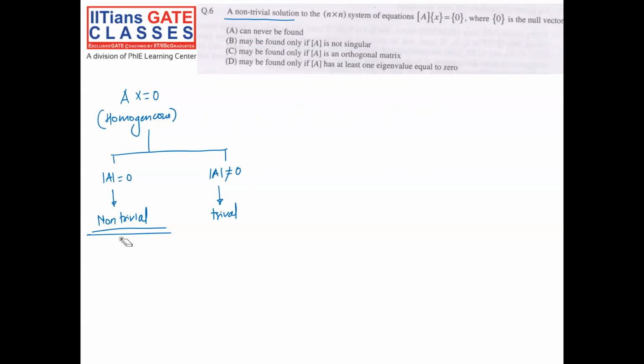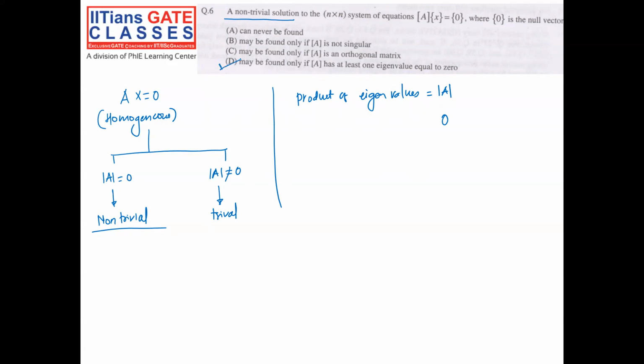So when will we get the non-trivial solution? When the determinant is 0. And when will the determinant be 0? The determinant will be 0 when the product of eigenvalues is 0. We have studied one property: product of eigenvalues is equal to the determinant of the matrix. If the determinant is 0, it means the product of eigenvalues should also be 0. And that is possible only when at least one of the eigenvalues is equal to 0. Hence, option D is correct in this case.